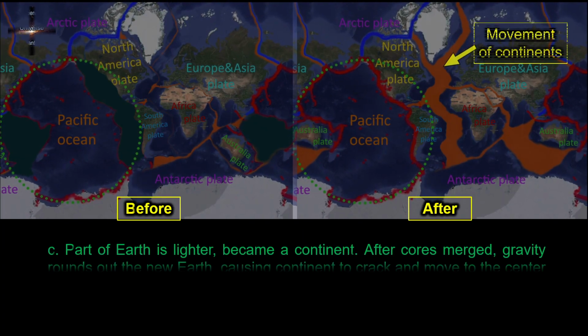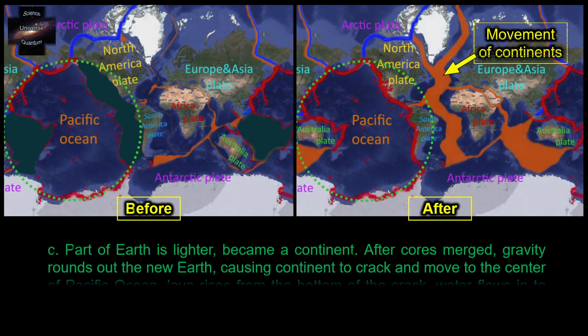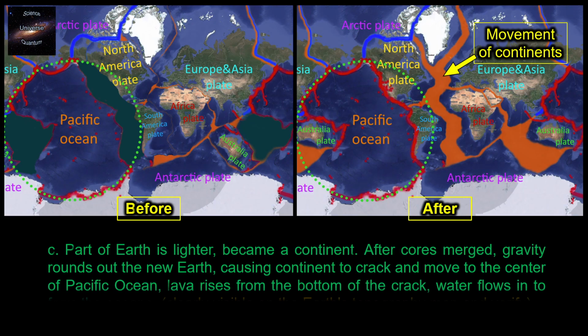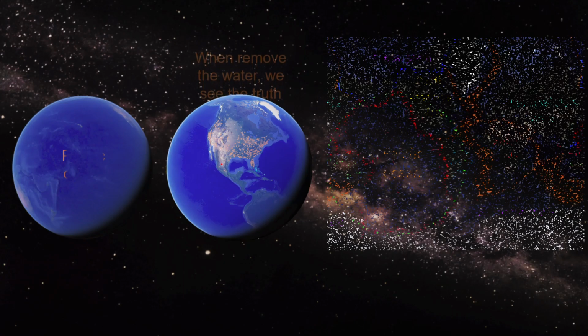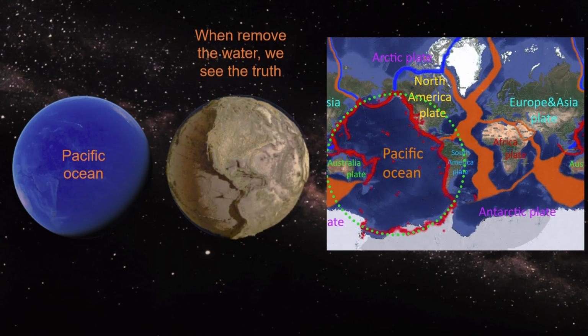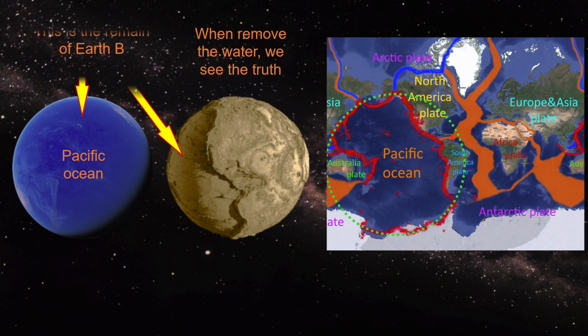After the cores merge, gravity rounds out the new Earth, causing the continent to crack and move to the center of the Pacific Ocean. Lava rises from the bottom of the crack. Water flows in to form the oceans, clearly visible on the Earth's topography map, and verifies this. When we remove the water, we see the truth. This is the remains of Earth B.